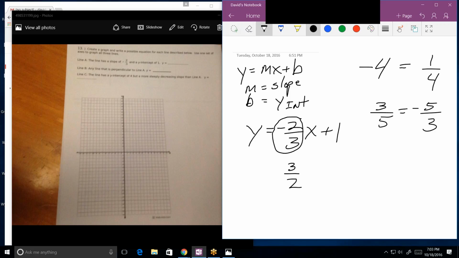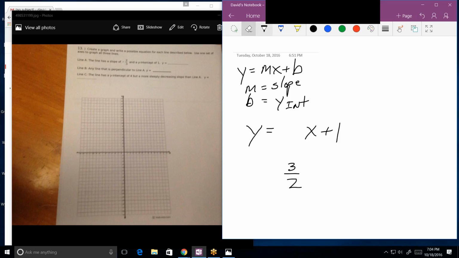Get what we're doing? You always have to do two things when you're finding perpendicular slopes, not one. Just always remember you got to do two things. You got to flip the fraction and you got to change the sign. So it's always two things. Okay? And if that's all they want is a perpendicular line, then that's the answer.